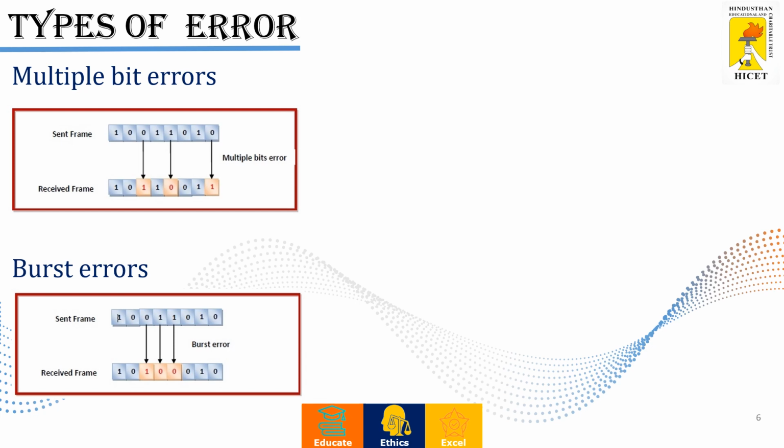Next one, burst error. In the received frame, if more than one consecutive bit is corrupted, then that kind of error is known as a burst error. The duration of noise in a burst error is more than the duration of noise in a single bit error. These burst errors are most likely to occur in serial data transmission. The number of affected bits depends on the duration of the noise and the data rate.